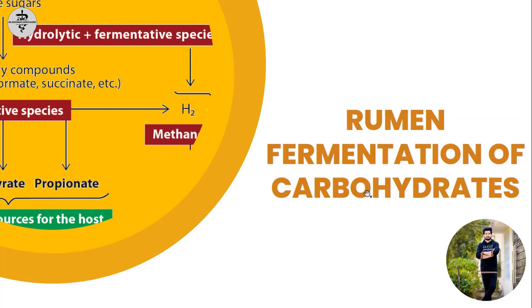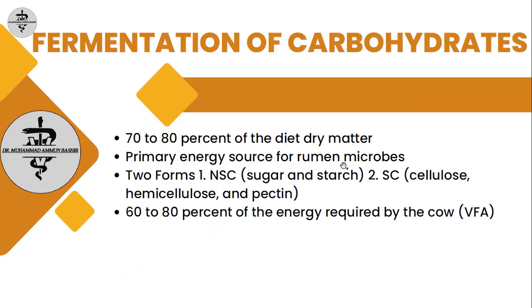Now let's discuss the rumen fermentation of carbohydrates. Carbohydrates are an instant source of energy for the rumen microbes, and in the feed there is a 70 to 80% portion of carbohydrates. Carbohydrates are present in two forms: non-structural carbohydrates and structural carbohydrates. Non-structural carbohydrates are sugar and starch, while structural carbohydrates are cellulose, hemicellulose, and pectin. 60 to 80% of the energy required by the cow is provided by carbohydrates, and accordingly the cow will get volatile fatty acids via rumen microbial fermentation.